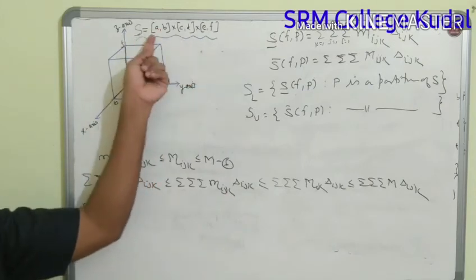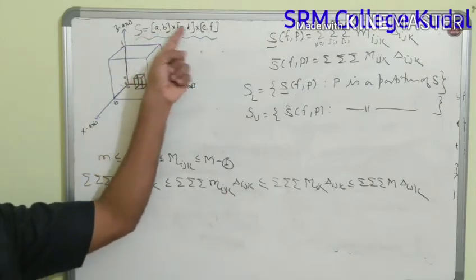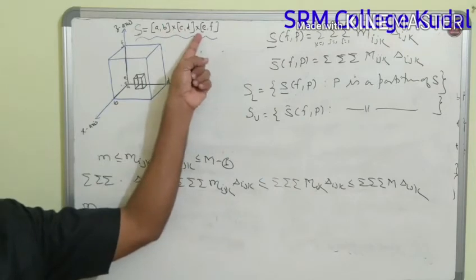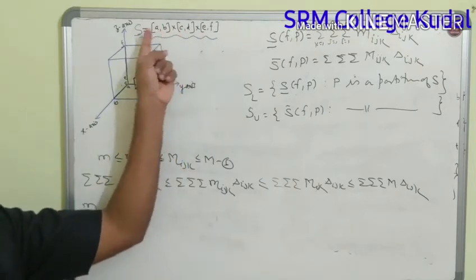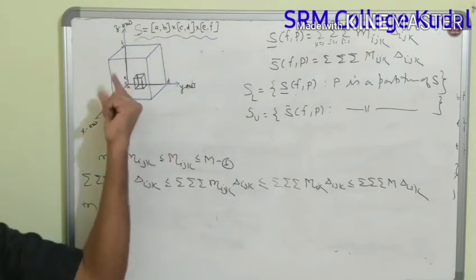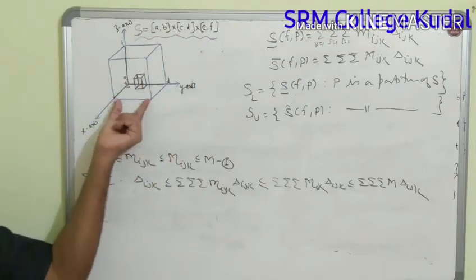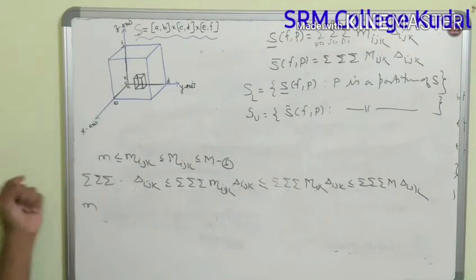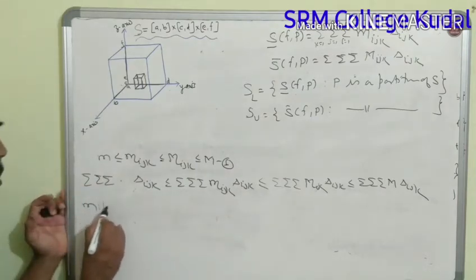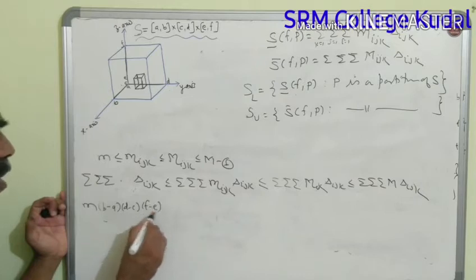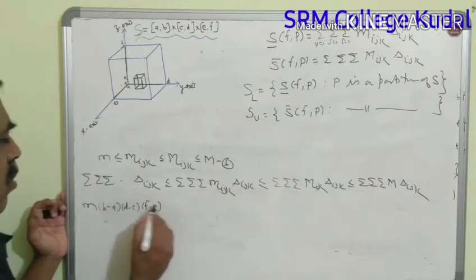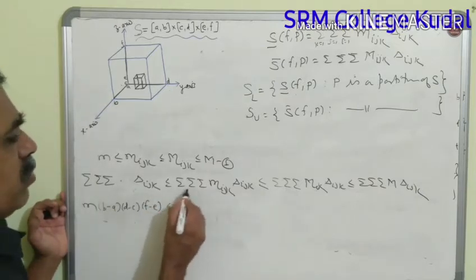Its dimensions are b minus a, d minus c, and f minus e. So being its dimensions, length, breadth, and height, and you know how you get the volume. So this is b minus a into d minus c into f minus e, less than or equal to.